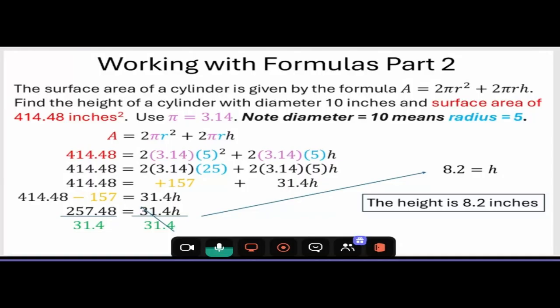So that was a bit of a bigger one. I wanted to show you that these can turn into more complicated equations than ones where you just quickly divide by something. So this one had quite a bit of working out of these coefficients and constant numbers here, the 157 and the 31.4. Then you had a standard two-step equation where you subtract something away and then divide.